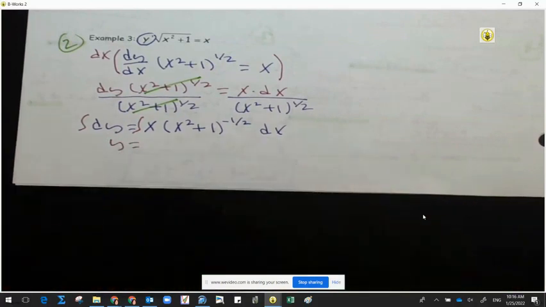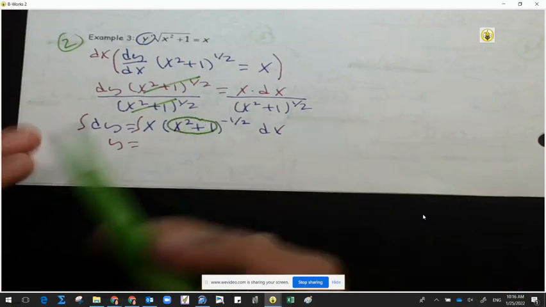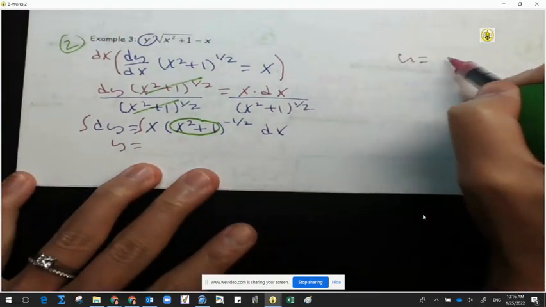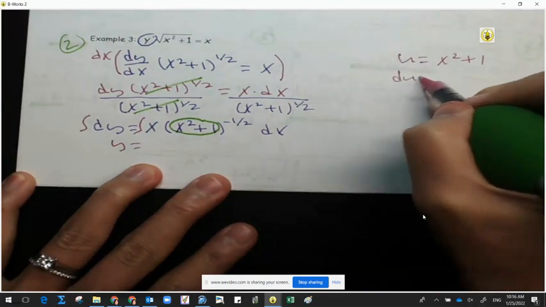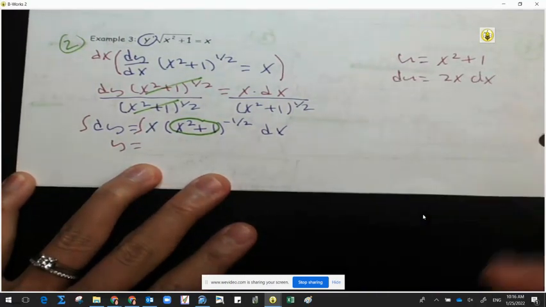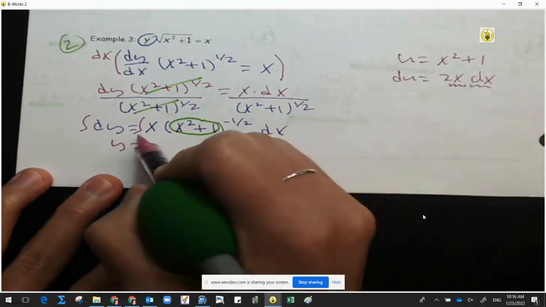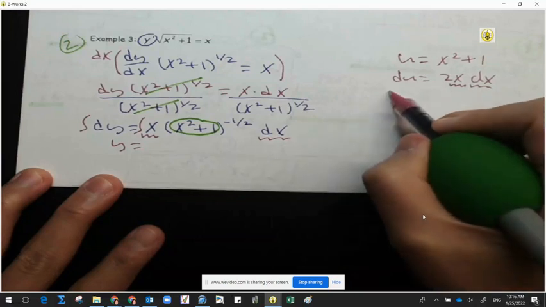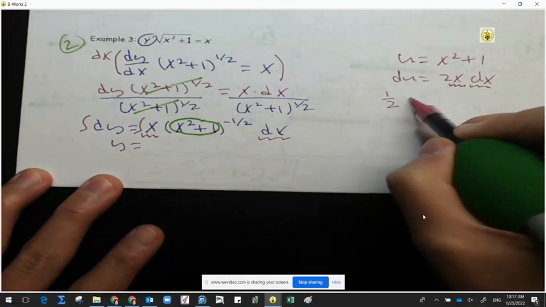Let's do our u substitution. What is going to be our u? x squared plus 1. Let's put it all over to the side. u is equal to x squared plus 1. So we know du is 2x dx. And let's go ahead and compare. I have an x, I have a dx, which I have. What is missing? The 2. So divided by 2.